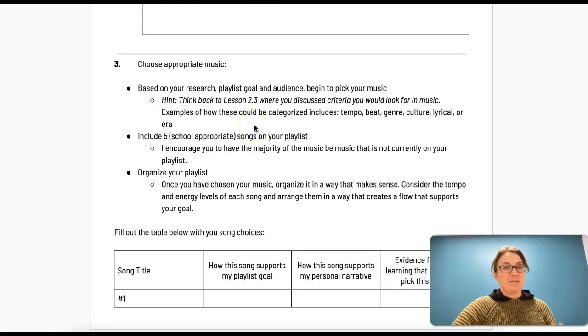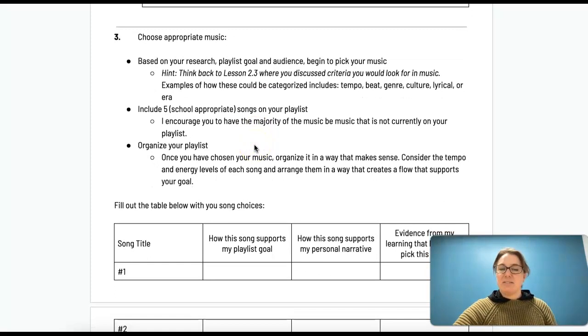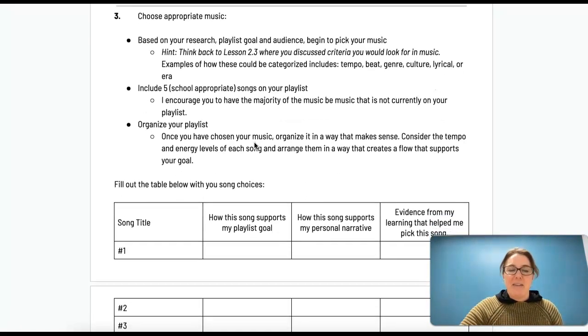And then it's time to start thinking about the music you actually want to include. So based off of your research, start to pick that music. Think back here to lesson 2.3 where you looked at criteria for what you would look for in music in order to help a certain part of the brain get engaged. And then come up with 5 songs that you're going to use, again citing the evidence of how that particular piece of music supports the goal of your playlist, and then organize it.